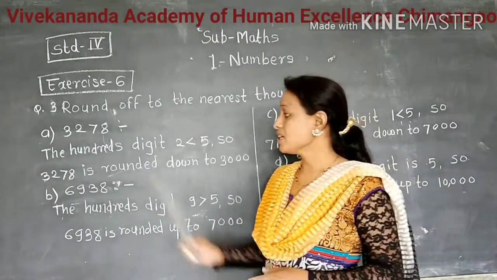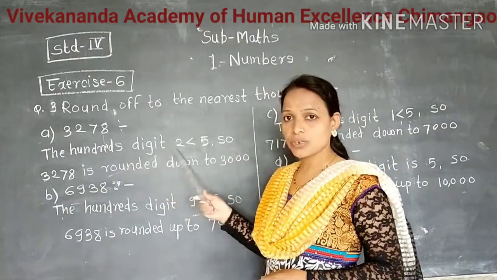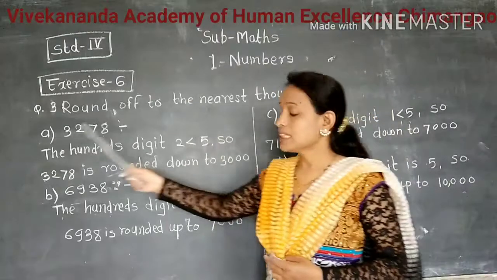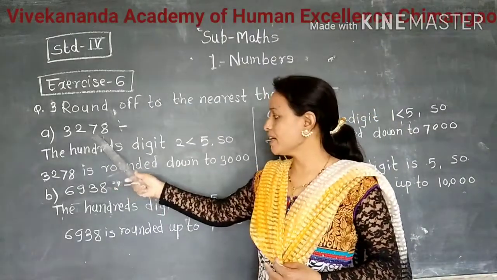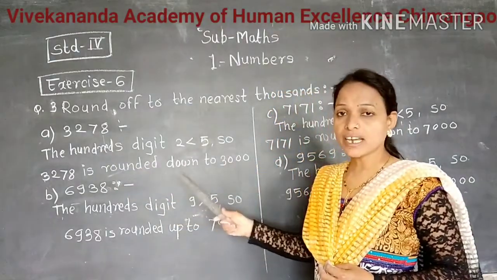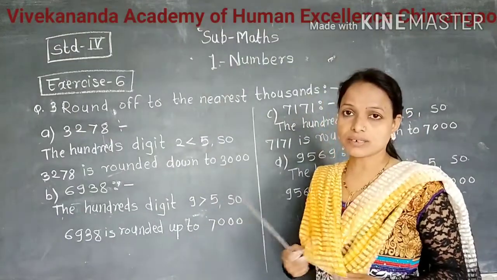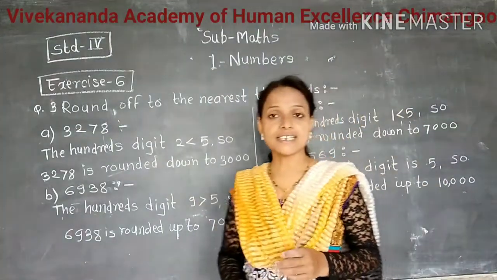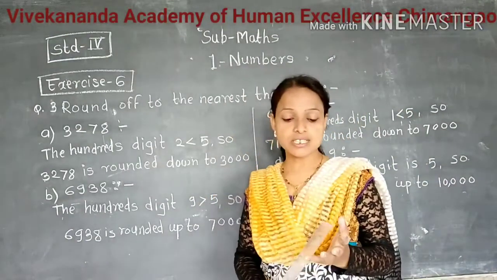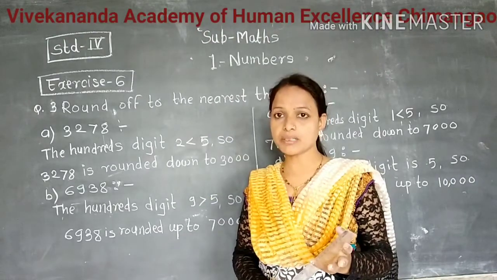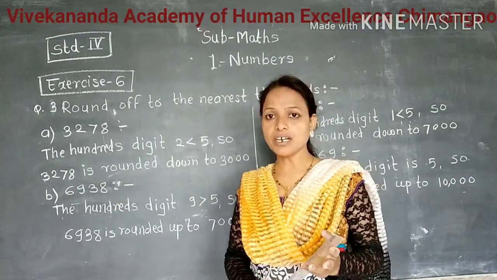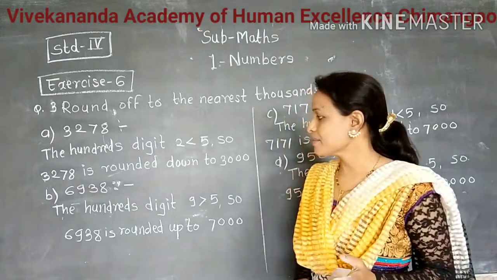And remaining keep the same. So what is your answer here? The hundreds digit 2 is less than 5. So 3,278 is rounded down to 3,000, because the hundreds digit is less than 5. So ones, tens and hundreds digits are replaced by 0 and the remaining keep the same. Next number.